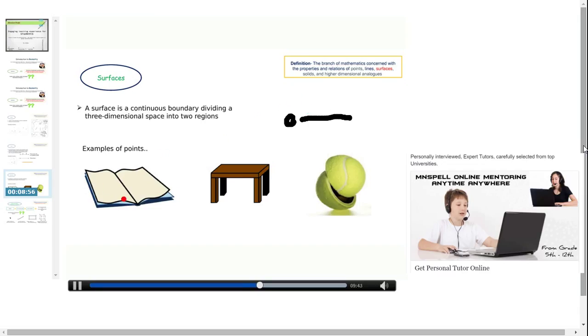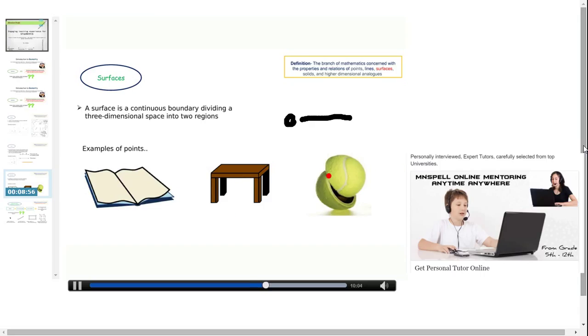In the same way, for example, you have the surface of a book. When you draw something on a book, your book is the surface. Again, you have a table. What does a table do? The table is a surface that demarcates what is on top from what is below. If I put something on top of the table, that is the surface. If I put something below the table, then that's the floor.